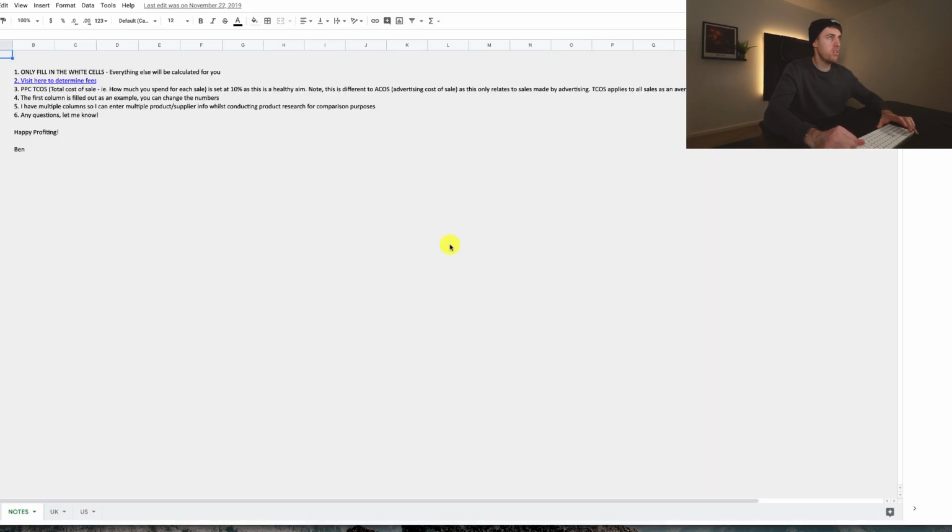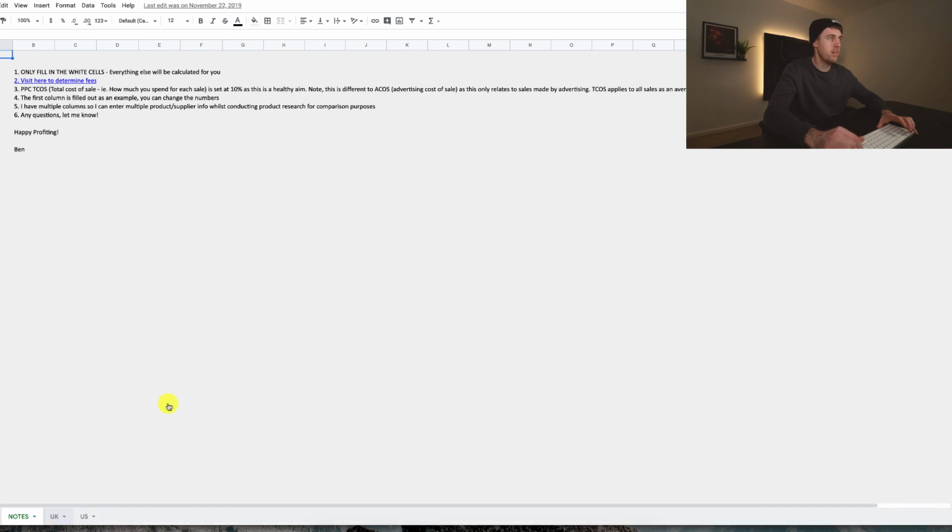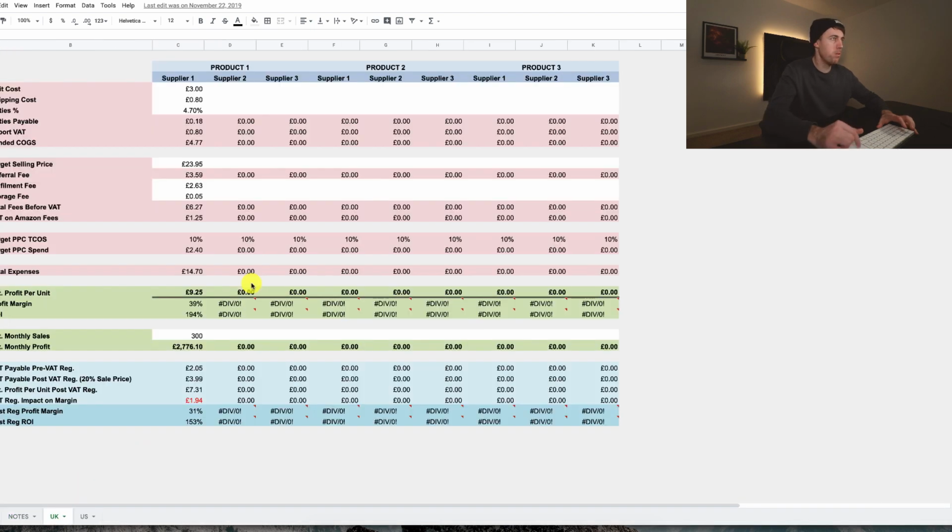Or another way is through the profitability calculator that you get if you sign up to the Brand Builder Bootcamp, which I'll show you how to do in a moment. But this calculates all of your expenditure, all of your metrics for you, and it includes a return on investment figure here, which is really, really key. It includes expenses that a lot of these ones don't, and it also includes pre and post VAT registration if you are selling in Europe.